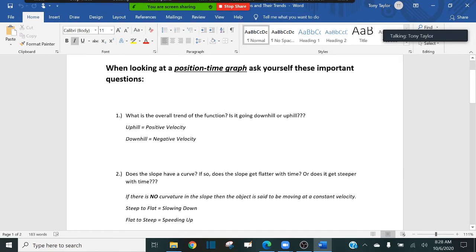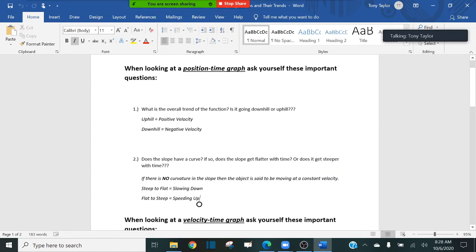Okay, so remember, whenever you're looking at position versus time graphs, these are the two most important things you want to ask yourself. Does the graph appear to be going downhill or uphill? Remember, uphill means an object that is traveling in the positive direction. Downhill means the object is traveling in the negative direction. So in other words, uphill indicates a positive velocity. Downhill indicates a negative velocity.